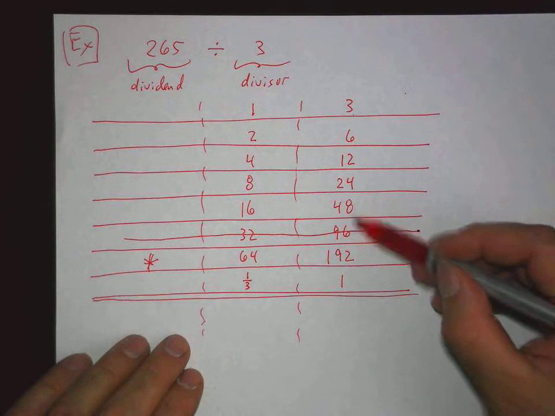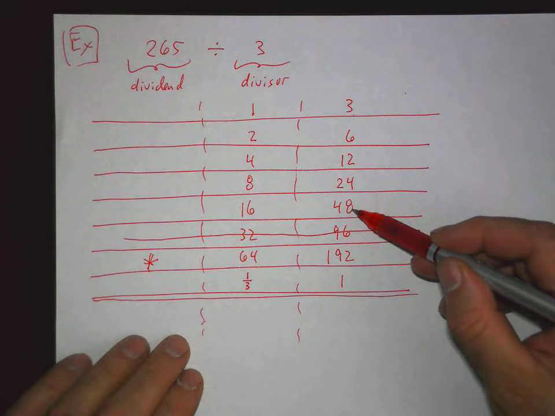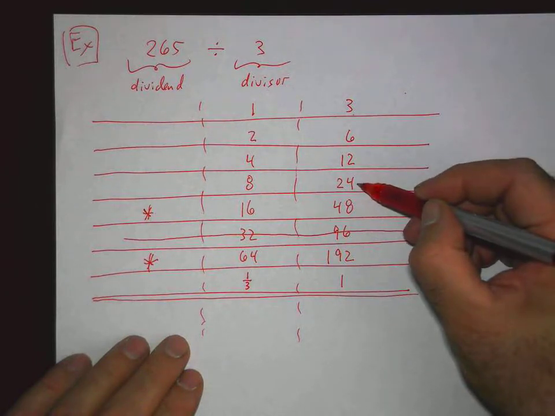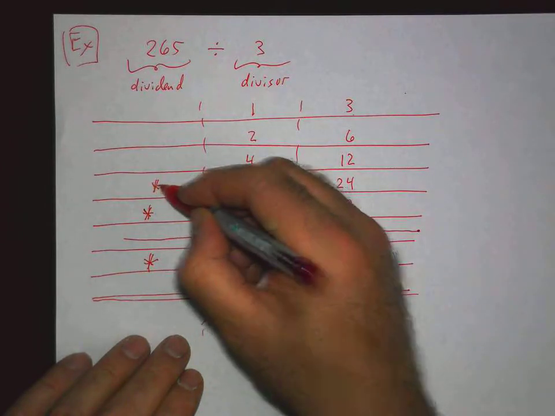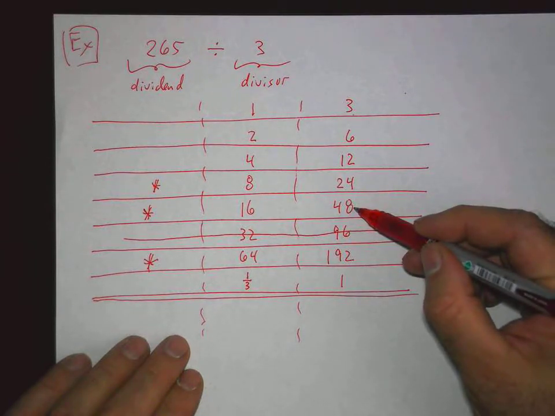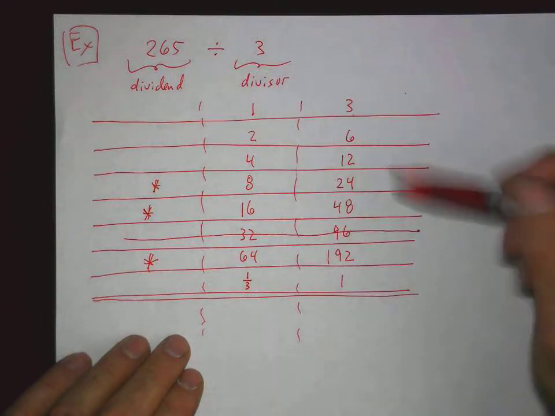Can I add 48 to 192 and get something less than or equal to the dividend? Almost certainly. 192 plus 48 is 240. Yep. So I will add that. Now what about 24? Can I add 24 to my sum, which is now 240, and get something less than or equal to my dividend, 265? I can. If I add 24 to my sum, I have, let's see, 192 plus 48 is 240, plus 24 is 264. I am 1 less than my dividend.